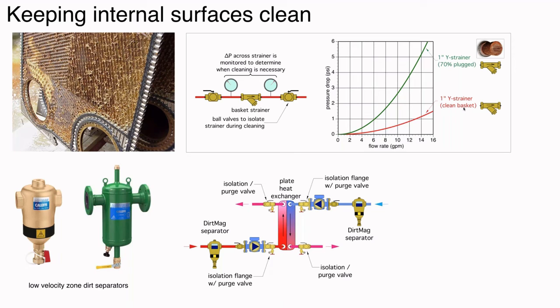This is, again, a drawing that is elaborated on in Hydronics 29. You can see the dirt separators here are upstream of both the flow going into the heat exchanger as well as the circulators.